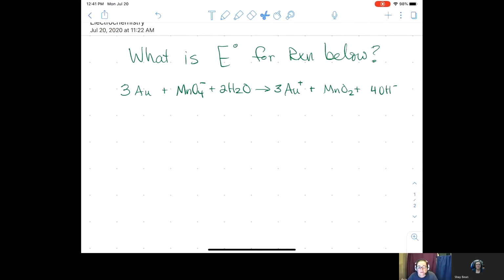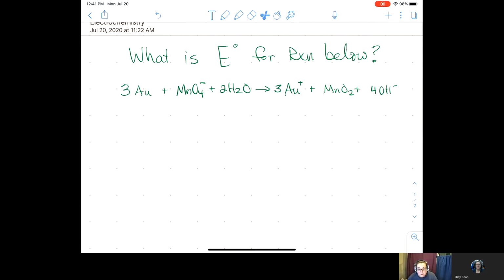All right, let's work some electrochemistry problems. Now you've already got videos on balancing oxidation reduction reactions in acidic solution and in basic solution, and that practice is going to come in handy here. But the main thing we need to see is that this question is simply asking what is the standard E, what is the E naught for the reaction below.